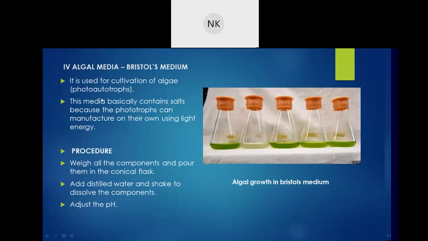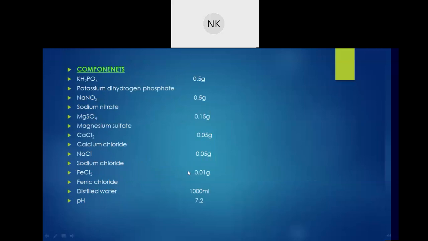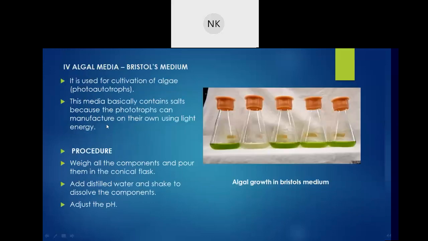Coming to the components, these are general components: potassium dihydrogen phosphate, sodium nitrate, magnesium sulfate, calcium chloride, sodium chloride, ferric chloride, and the important one, water, that is distilled water. All these ingredients are added according to our requirement, and these are nothing but salts. Whatever components we have seen, these are all salts, and the phototrophs generally use those salts. We just put these media and inoculate them.